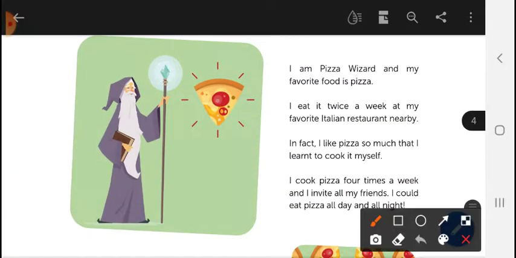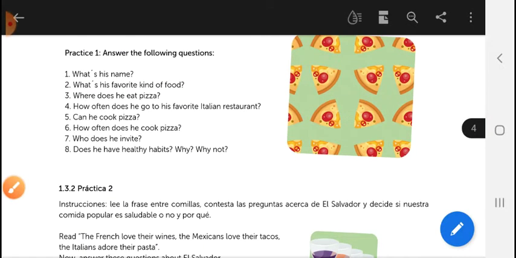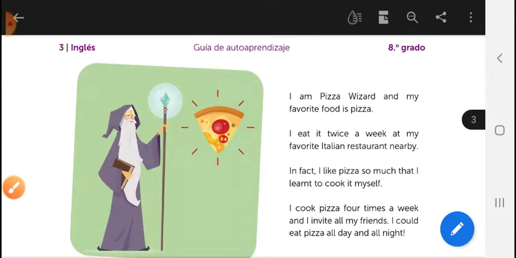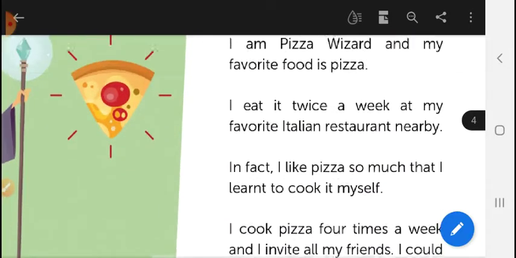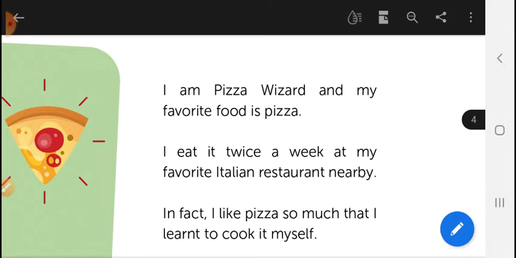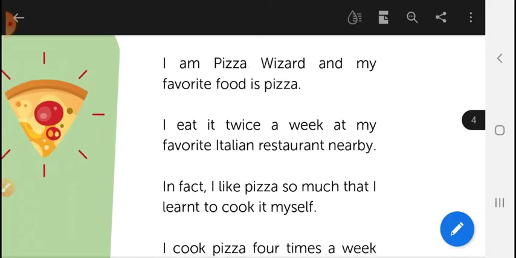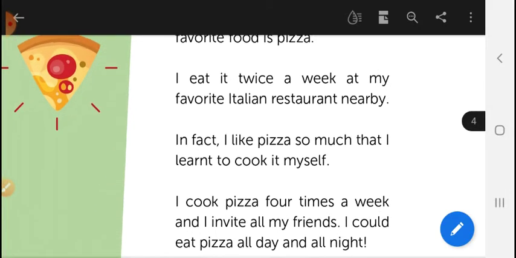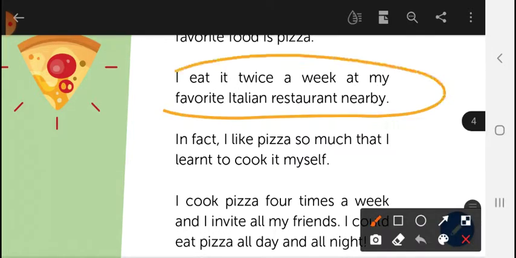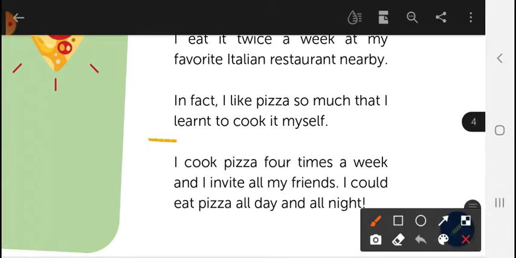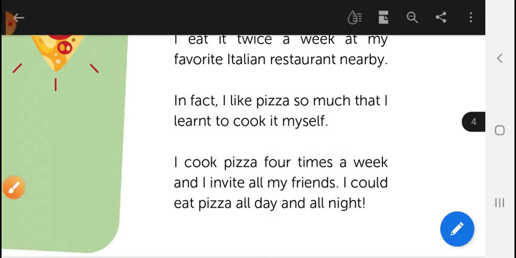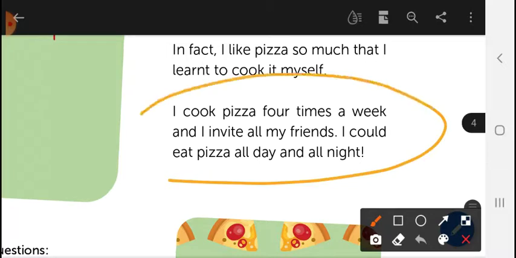Let's read the Pizza Wizard paragraph and answer the questions. Okay? Here, you have to read it. I am Pizza Wizard, and my favorite food is pizza. I eat it twice a week at my favorite Italian restaurant nearby. In fact, I like pizza so much that I learned to cook it myself. I cook pizza 4 times a week, and I invite all my friends. I could eat pizza all day and all night.